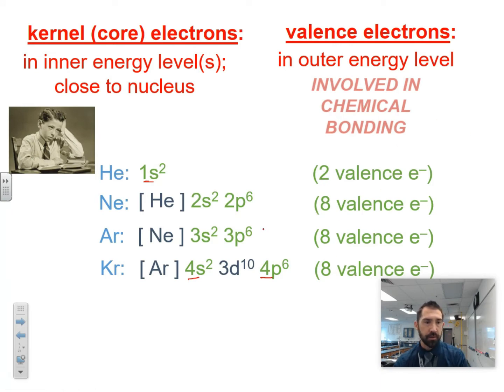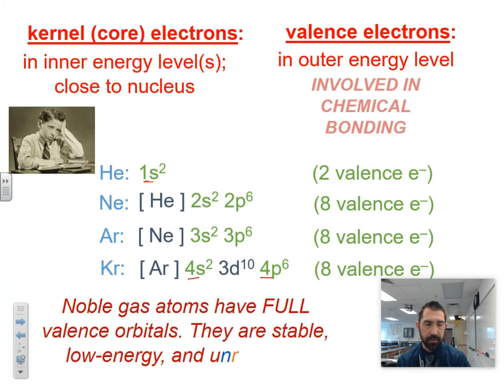So just take a peek here. Notice that you have a full s and a full p. We had talked about before that noble gases are stable and unreactive and low energy. But now you realize it's because they have a full s and a full p. So notice that each of these, helium being the exception, has a full s and p. d's do not contribute, at least in the way we are talking about this, to the valence electron count.